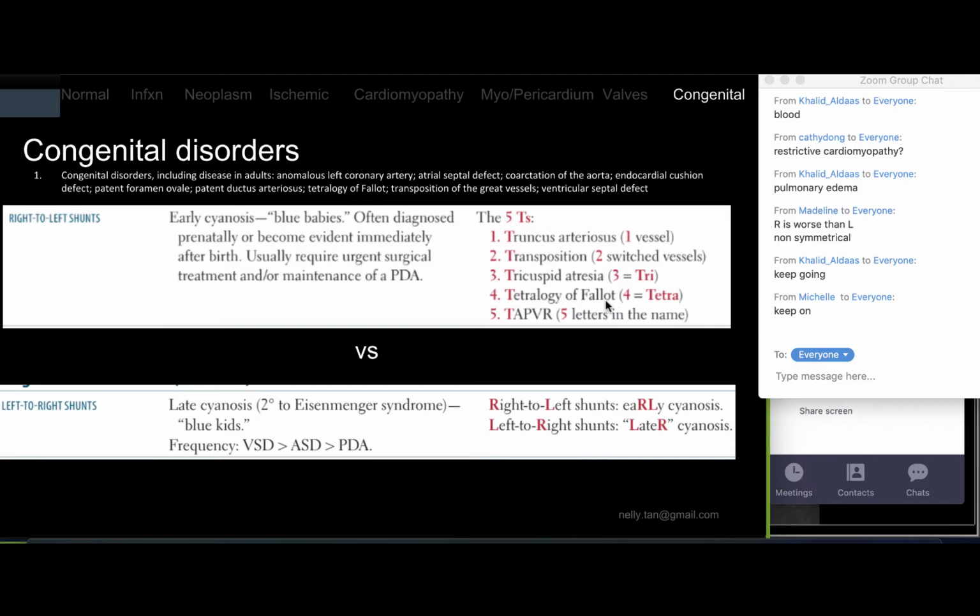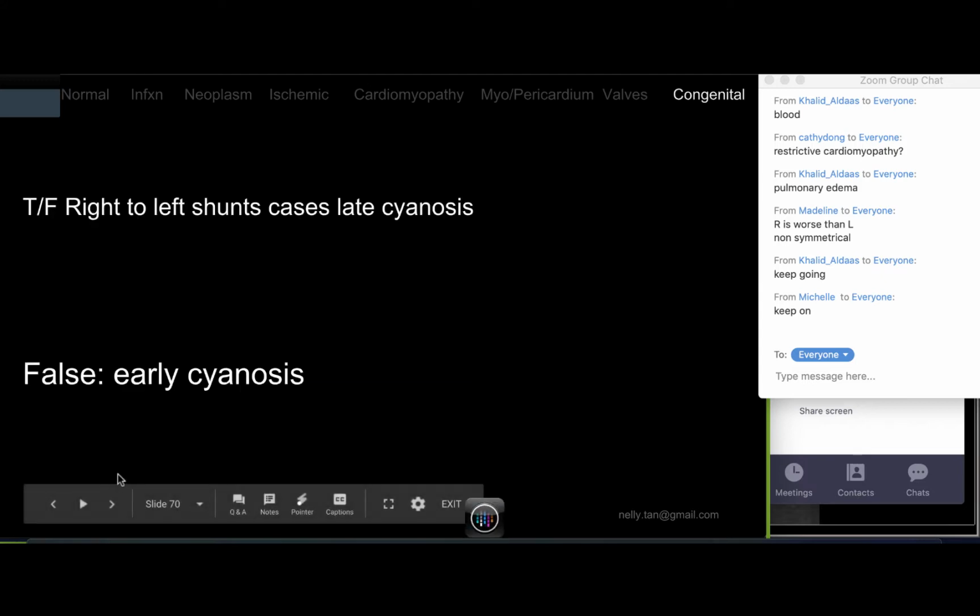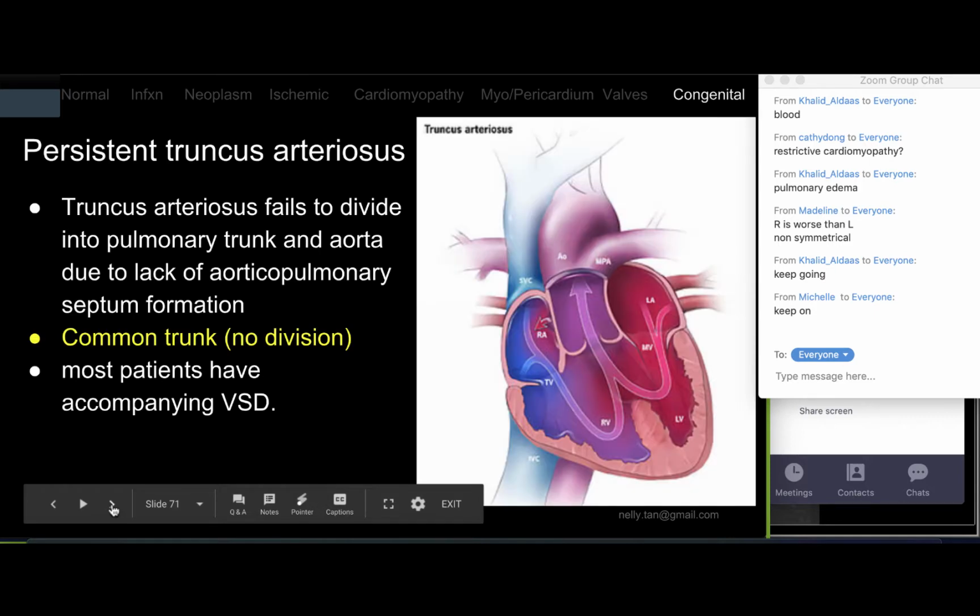Tetralogy of Fallot, we'll talk about in a moment. Total anomalous pulmonary venous return is where the pulmonary veins, instead of going to the left atrium, don't go into the left atrium and instead come back into the right heart system. I'll show you an example. So, true or false, right to left shunting causes late cyanosis? That's false. That's early cyanosis.